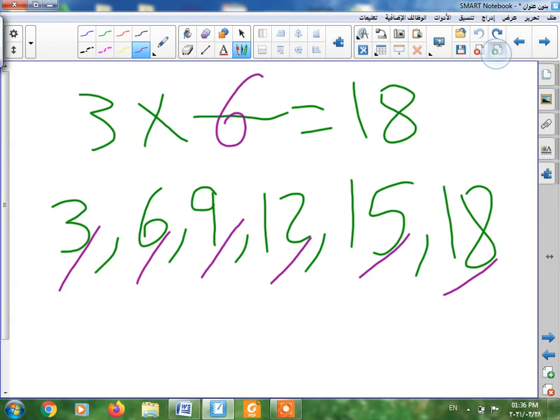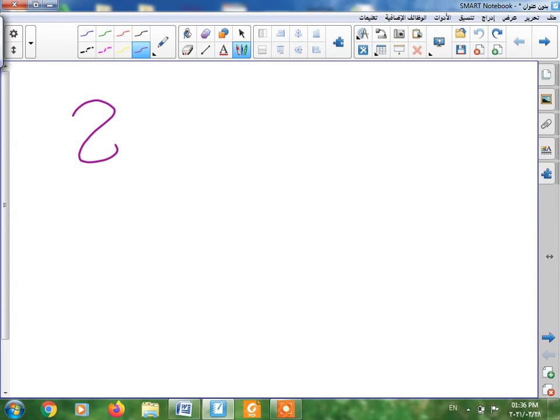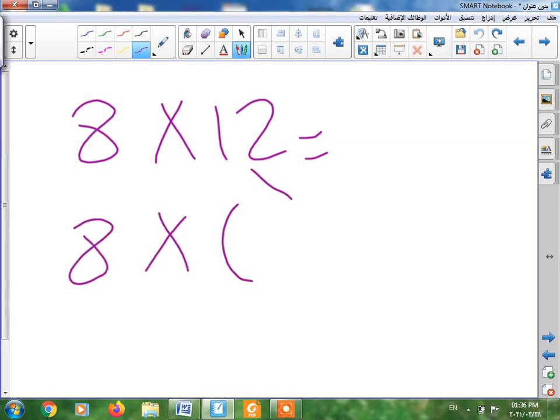How do we make distributive? 8 times 12 equals what? 8 times 12 is a big number. How do we find the product by an easy way? We say distribute 12 to 2 numbers. 12 consists of 10 plus 2. By an easy way to find the result, we write 10 plus 2. If we say 13, 10 plus 3. If we find 14, 10 plus 4.